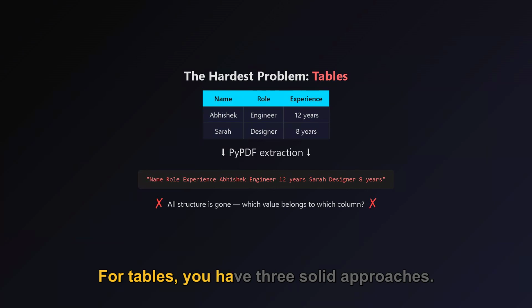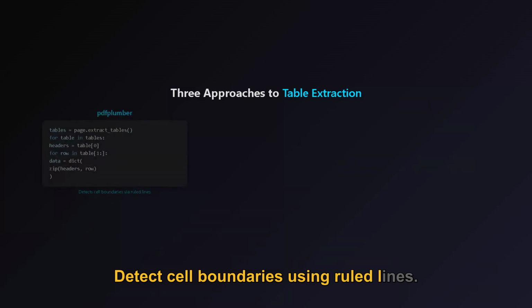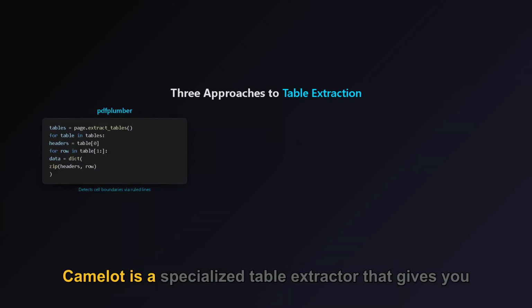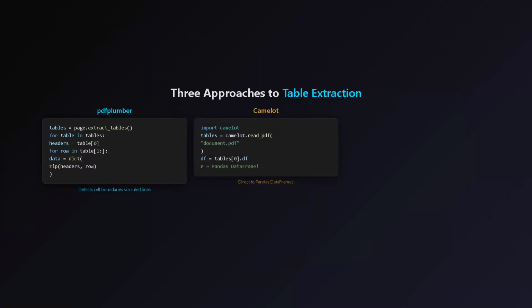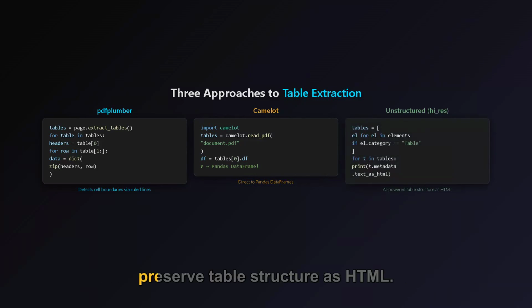For tables, you have 3 solid approaches. PDFPlumber detects cell boundaries using ruled lines. Camelot is a specialized table extractor that gives you pandas data frames directly. And unstructured with high-res mode uses AI to detect and preserve table structure as HTML.